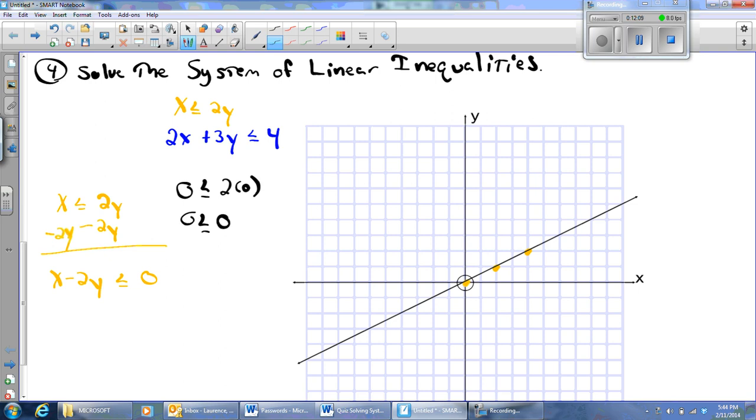Uh-oh, Mr. Lawrence, you forgot. You can't use the origin as a test point. Why not? Because the line's going through the origin. So what should I use for a test point? How about the point (1, 0)?